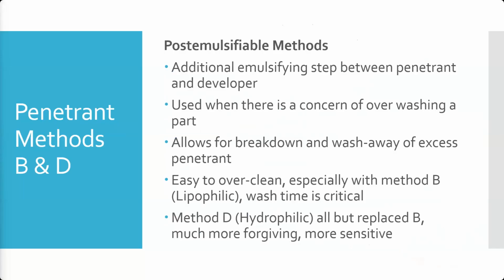So if you wash it for 15 seconds longer than you should, or if the method B emulsifier is applied for 15 seconds more than it should, it basically will wash out the dye you're looking for. Whereas with method D, the hydrophilic, that forgiveness is up to about a minute. So you have about a minute of play on how long it's on the part or how long you wash the part before you get into that overwash territory.